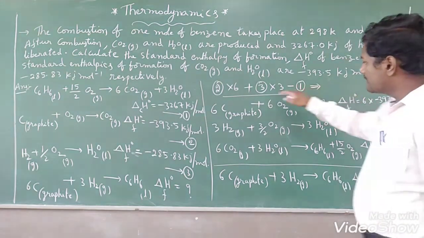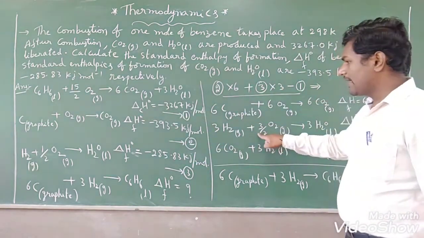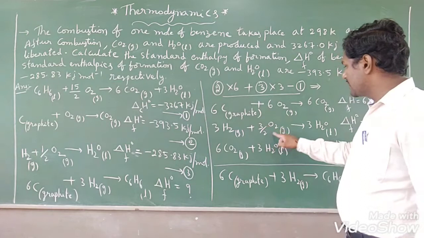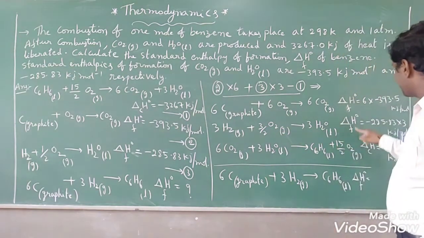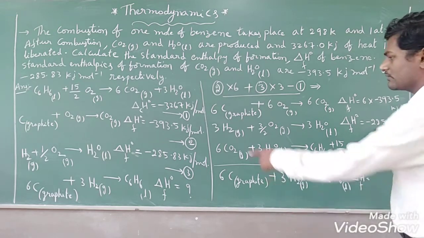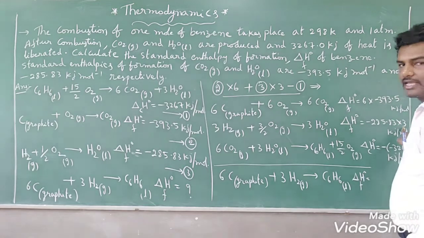Yes. In the similar manner, the third equation we have to multiply with the 3. 3H2 plus 3 into 1 by 2, that is 3 by 2, O2 gives rise to 3H2O, right? So enthalpy of formation is how much? Minus 285.83 given. So into 3 we have to take, right?